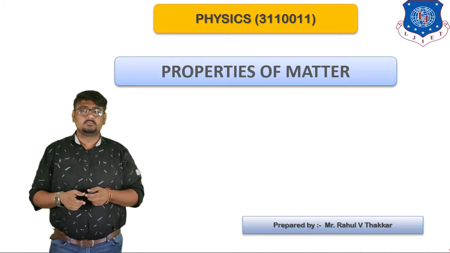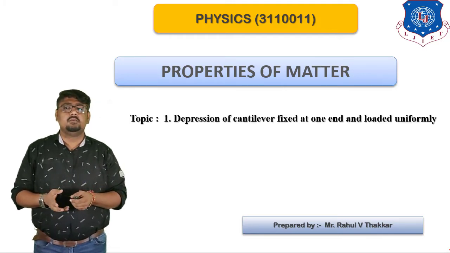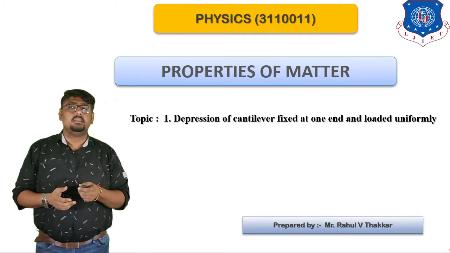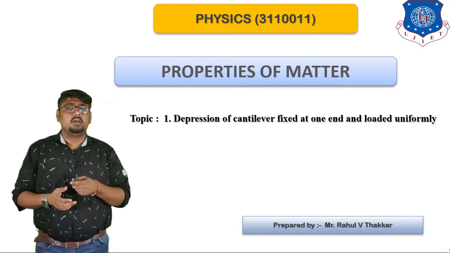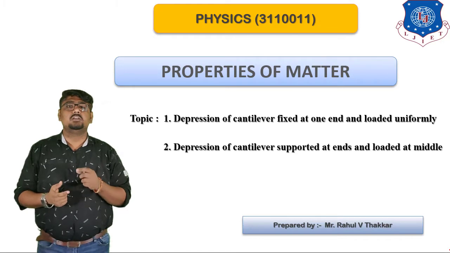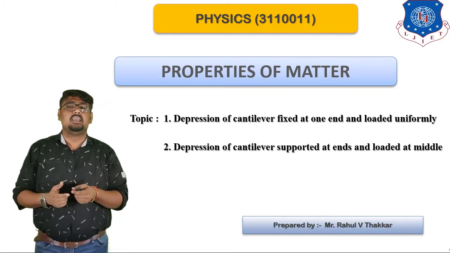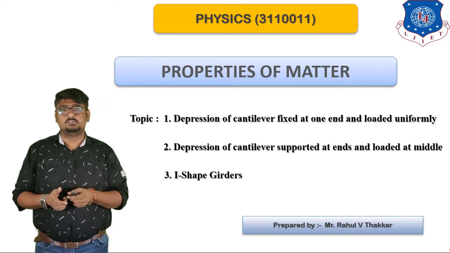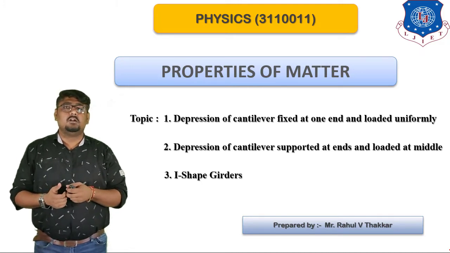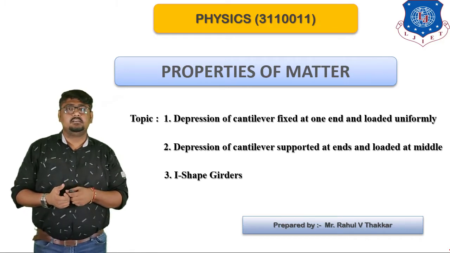Now, in this video, we will learn the derivation of the depression of a cantilever beam loaded with a uniformly distributed load. And also we will study the beam supported at the two ends and loaded at the middle. At the end, we will discuss the importance and the applications of I-shaped girders. What are I-shaped girders, why the I section is used, what are its applications, and what advantages are offered by it, we will study in that chapter.